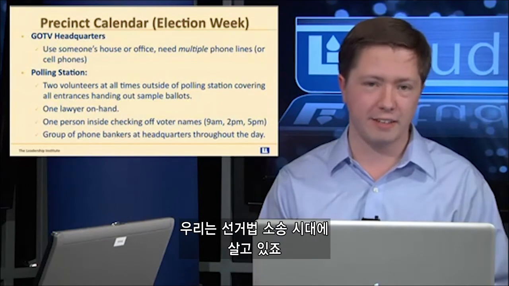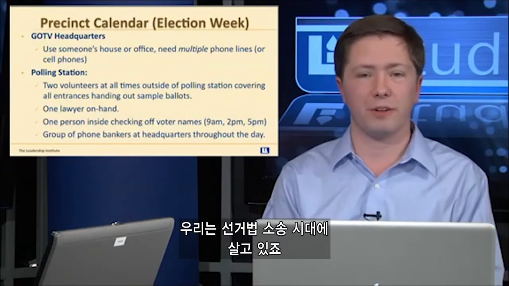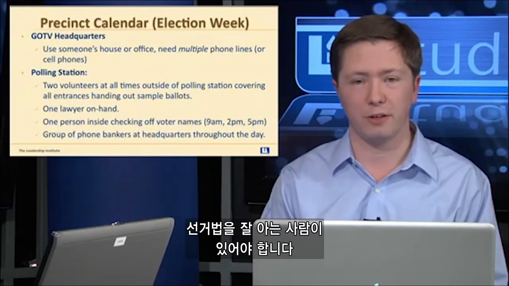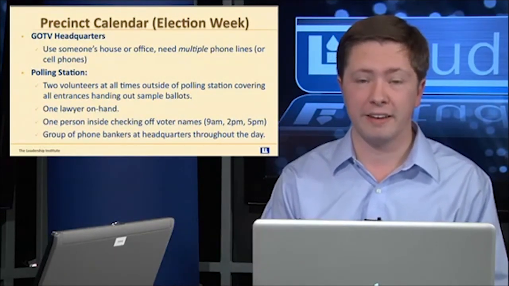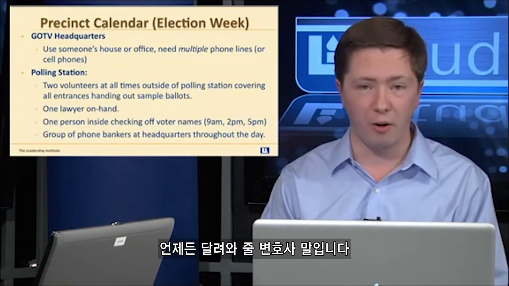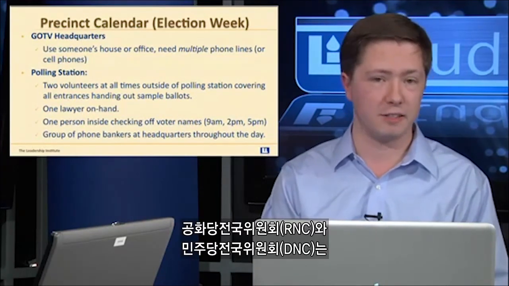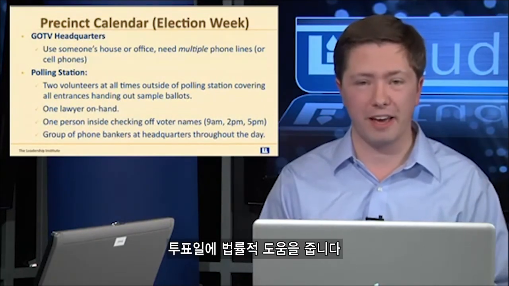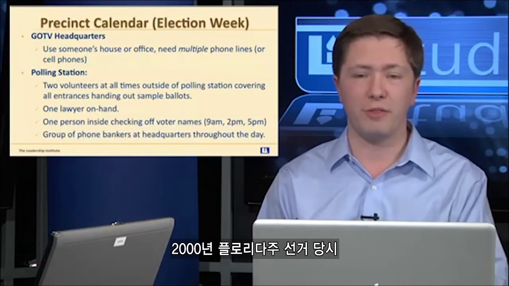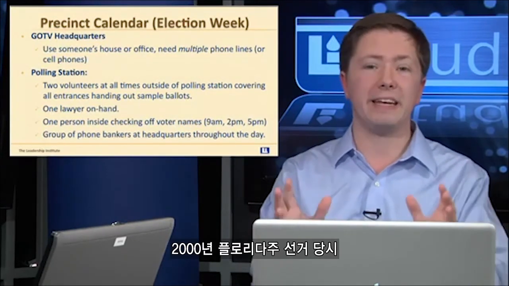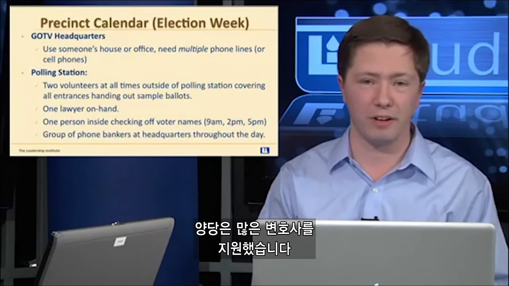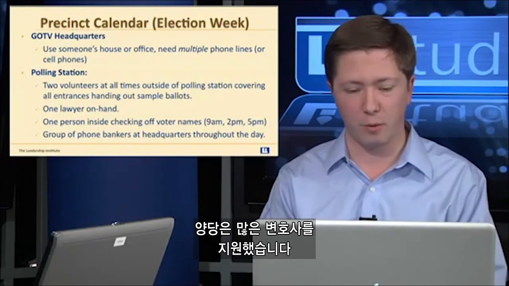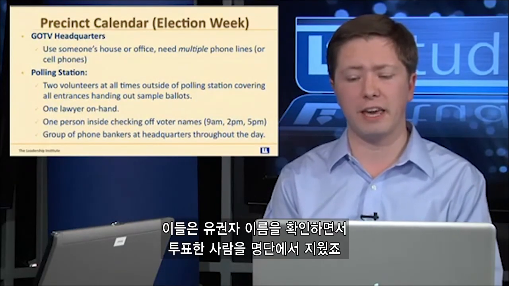Always have a lawyer on hand. It's 2013. We're in the age of election lawsuits, and so you want to make sure somebody who understands the election law is on your side. Have somebody who you can call who is ready to go. I know the RNC and the DNC do this on Election Day. They have thousands of lawyers ready to go at a moment's notice who can deploy. In 2000 in Florida, planes full of attorneys flew down to Florida to make sure that each party was being treated fairly in Florida. And then one person inside checking off voter names.